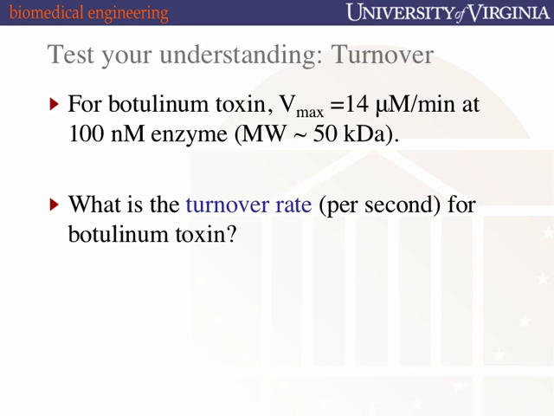All right, let's work through it. Remember that the turnover is kcat, right? It's the maximum number of conversions of substrate to product, which is what our Vmax is telling us, right? Vmax is 14 micromolar per minute, oh, thank you, that would be important. I'd get way off. But it's defined at a specific concentration, 100 nanomolar of enzyme. So 14 micromolar per minute.